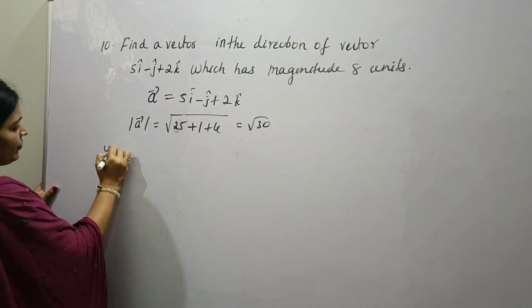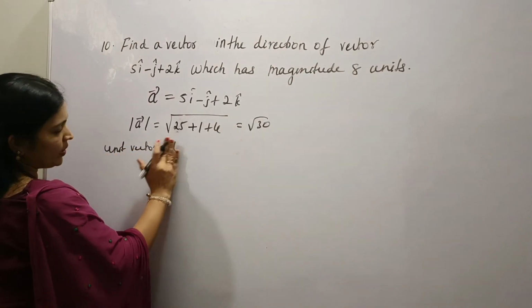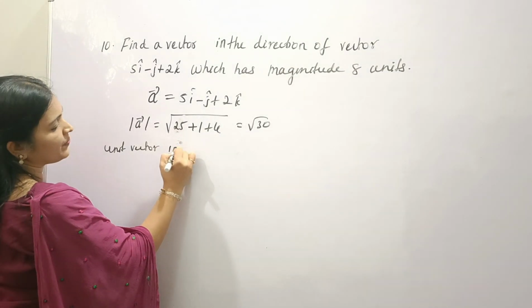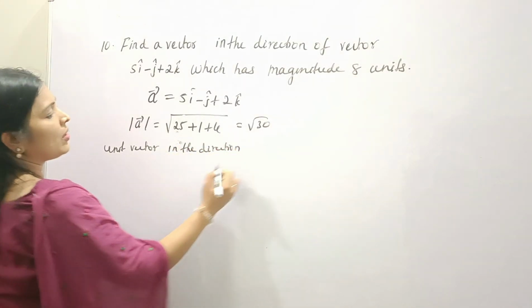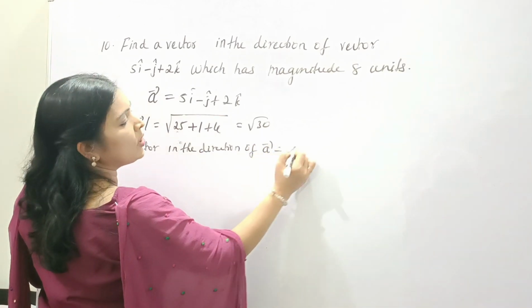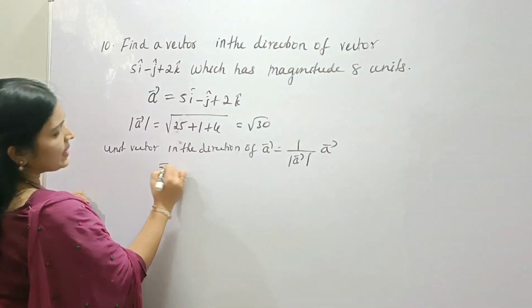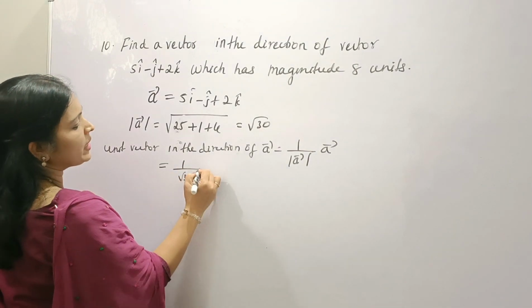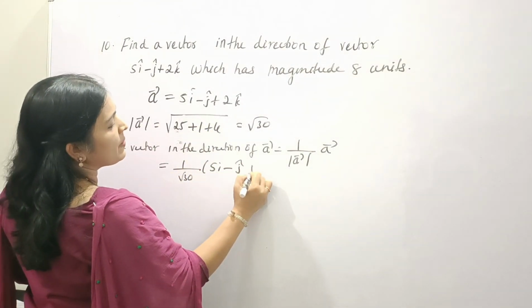Next, the unit vector in the direction of vector A is equal to 1 by modulus of vector A into vector A. That is 1 by root 30 into vector A, which is 5i minus j plus 2k.